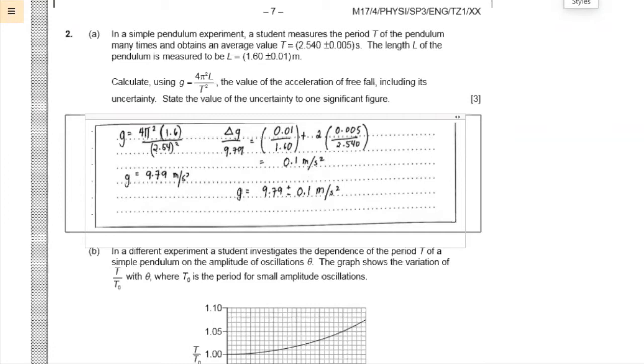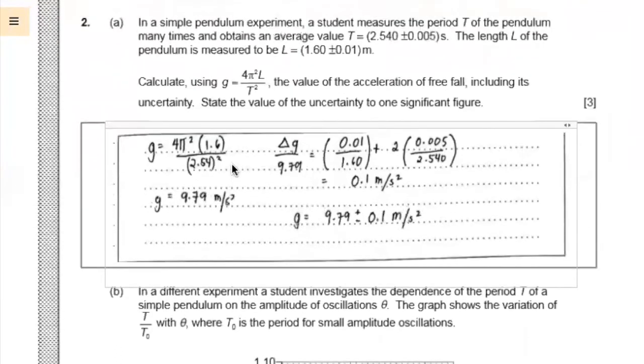Calculate using g, which is equal to 4π²L over T², the value of the acceleration of free fall, including its uncertainty. State the value of the uncertainty to one significant figure. Of course, getting the value of g with a calculator is very easy, so all you need to do is just to substitute it. So you have g equal to 4π² times 1.6 all over 2.54 squared. And of course, the answer there is 9.79 meters per second squared.